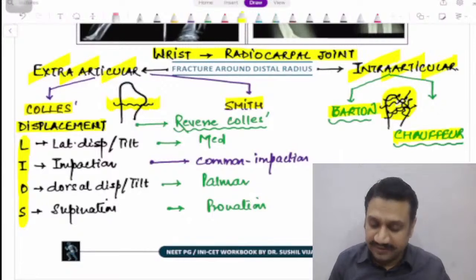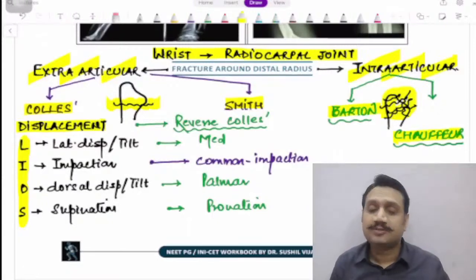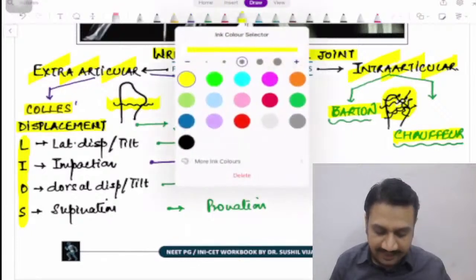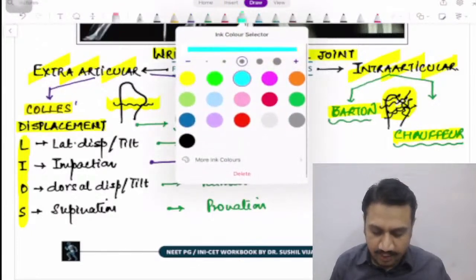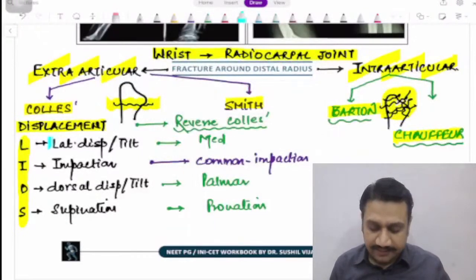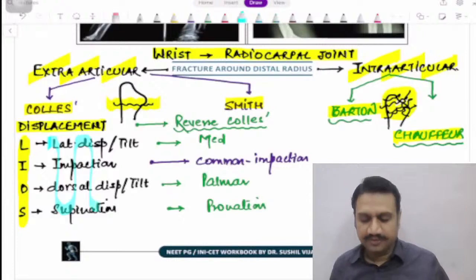So what are the displacements we have in Colles? We have got 6 displacements: lateral displacement, lateral tilt, impaction, dorsal displacement, dorsal tilt, and supination. These are the displacements which can be seen in the cases of Colles.